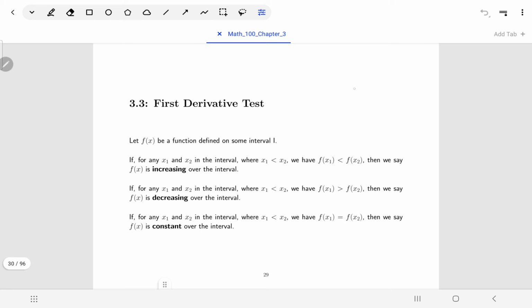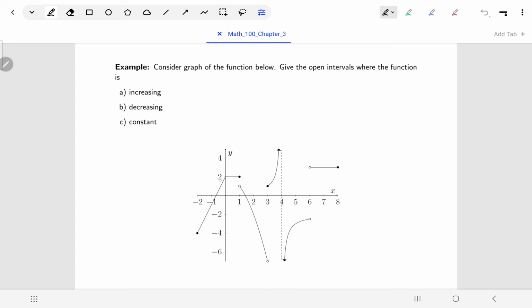Reading from left to right, I can see that starting at -2, going all the way up to 0, my graph is increasing. So we're increasing on the interval from -2 to 0. Then from 0 to 1, over that interval of x values, we're constant. Then from 1 down to 3, we're decreasing. And then for x values from 3 to 4, we're increasing. We continue to increase, going up as we go from 4 to 6. And then we're constant between 6 and 8.